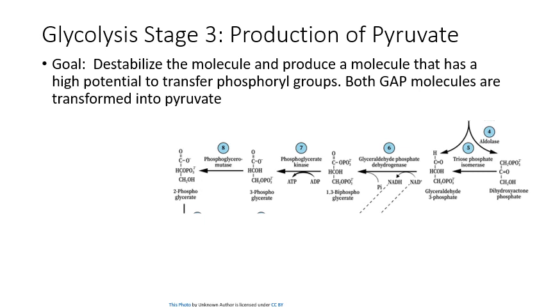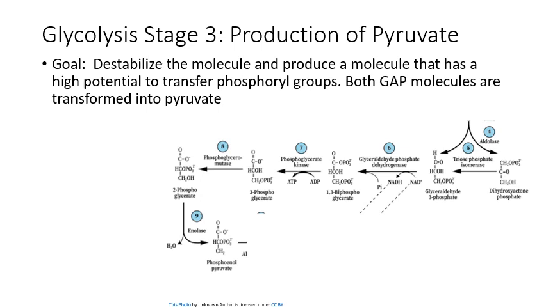In step 8, we destabilize 3-phosphoglycerate by moving the phosphate group closer to the other negatively charged group. So you can see that we have moved that phosphate group up onto the number 2 instead of the number 3 carbon there. And the enzyme is phosphoglycerate mutase, and mutase enzymes change the position of a group.